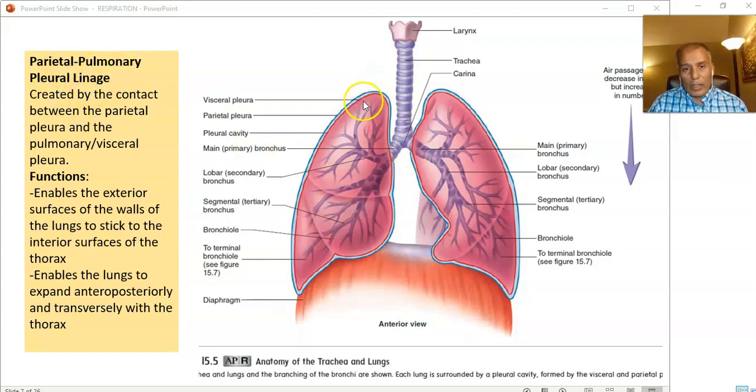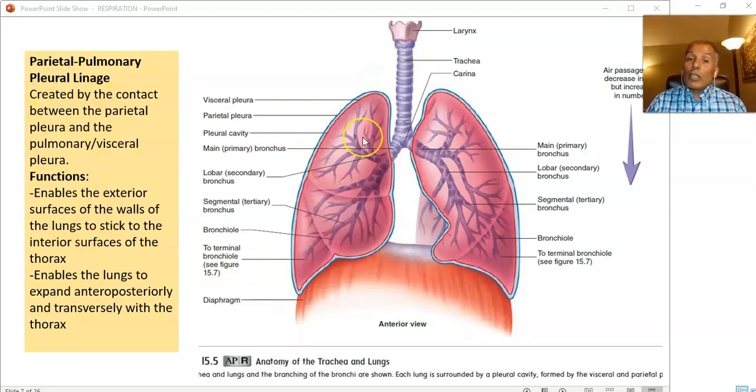This linkage here makes the external surfaces of the lungs adhere to the interior surface of the thorax. So if I say what is the parietal pulmonary pleura, I say that it is the pleural linkage that is made up of the parietal pleura, the visceral pleura, and the cavity, and what does it do? It enables the exterior surfaces of the lungs to adhere to the interior surfaces of the thorax. So that is your definition of what the parietal pulmonary linkage is. The information is here, it exactly describes it.